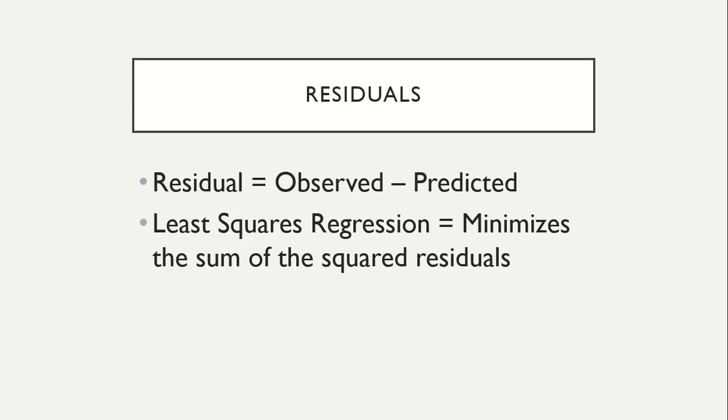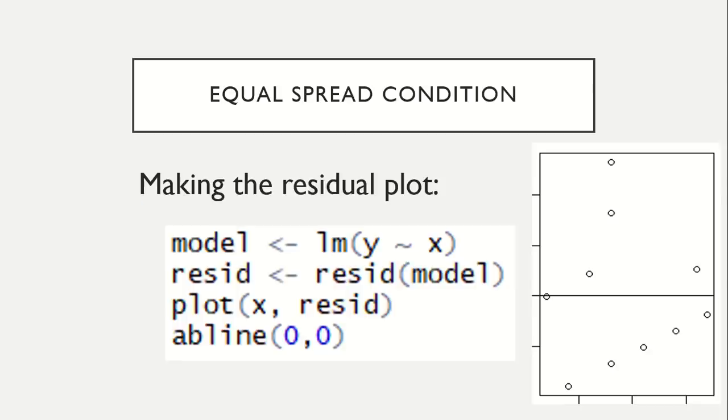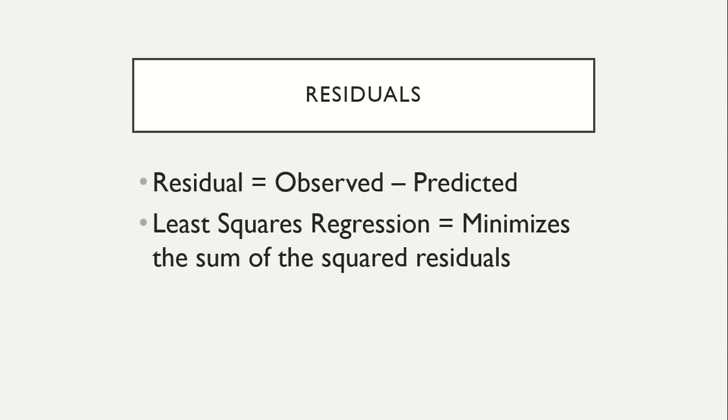What is a residual, though? What are these values on the residual plot? Well, residuals are the observed minus predicted values. Observed values are what you're measuring in the real world.